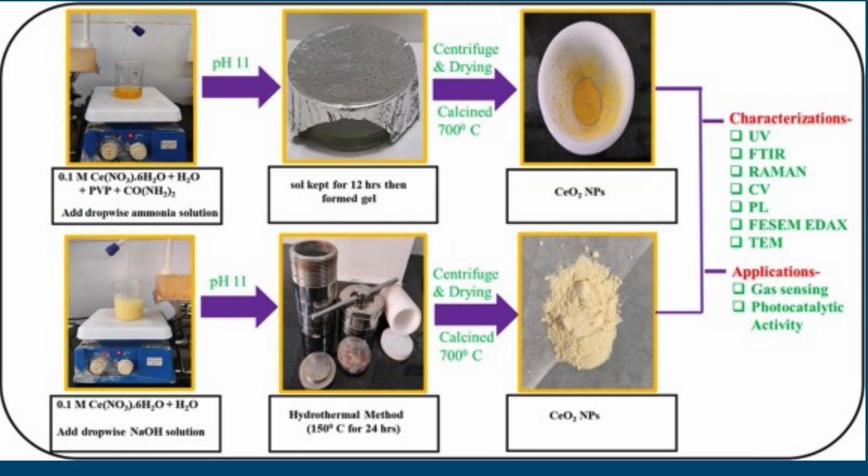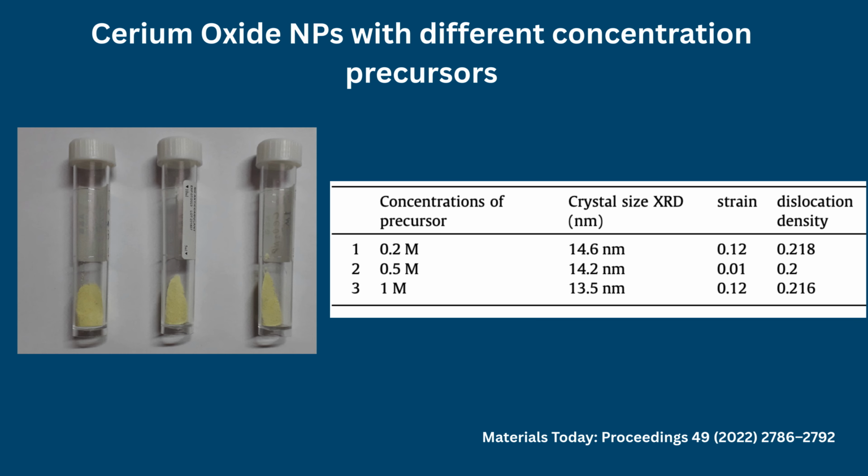The resulting sol was dried at 100 degrees Celsius for 2 hours to obtain a xerogel. Calcination was performed at 400 degrees Celsius for 3 hours to yield crystalline CeO2 nanoparticles. The process resulted in an approximate yield of 78%. To investigate size control, precursor concentrations of 0.5 molar and 1 molar were also employed following the same procedure.